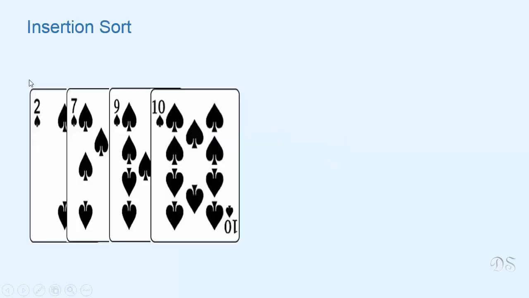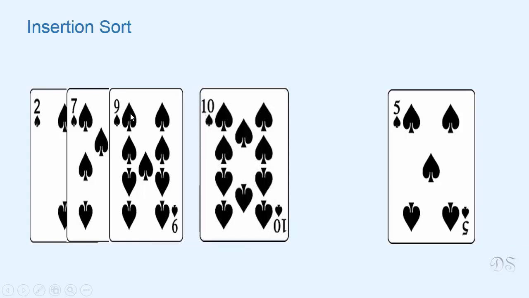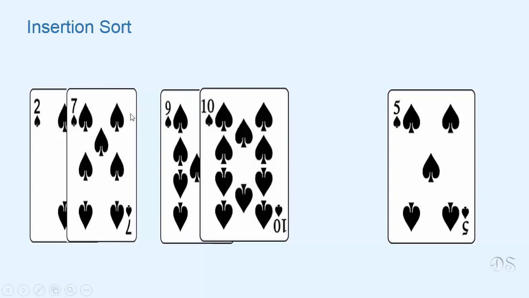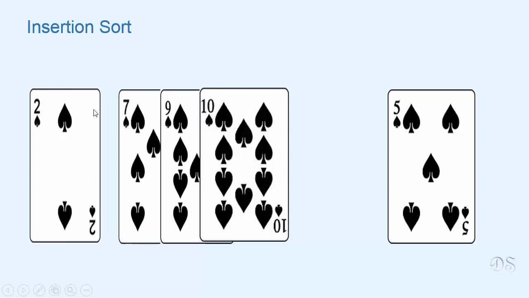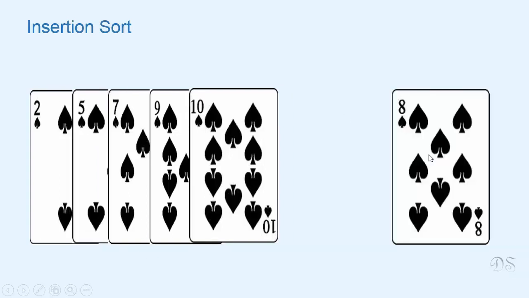Suppose a card player has these cards and he has arranged them in proper order. The new card that he receives is this, and he has to place this card among the cards that he has already arranged. So the process would be: 10 is greater than 5, so 10 is moved this side. 9 is greater than 5, so 9 is moved this side. 7 is greater than 5, so 7 is moved this side. Now 2 is less than 5, so the proper place for 5 is found. 5 is inserted here.